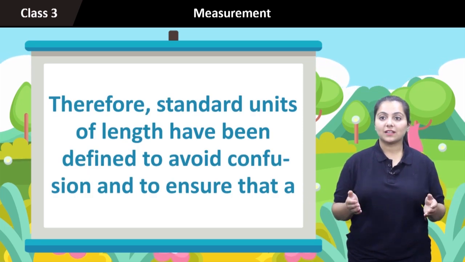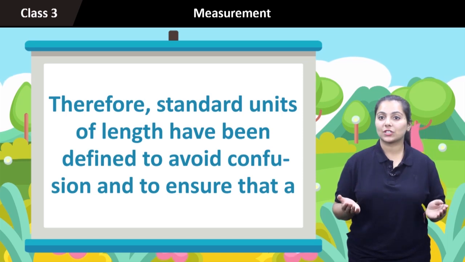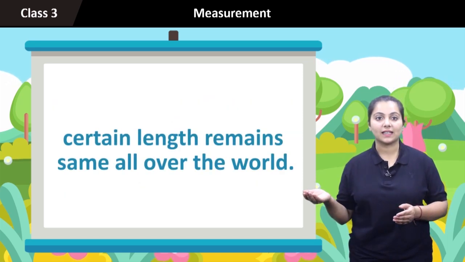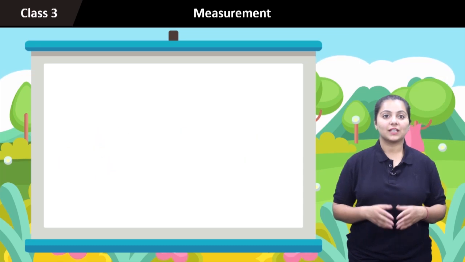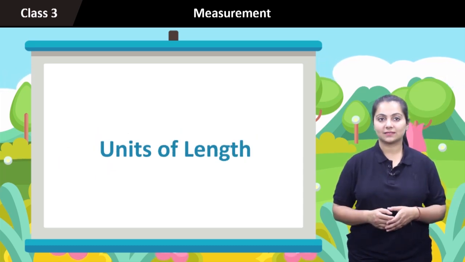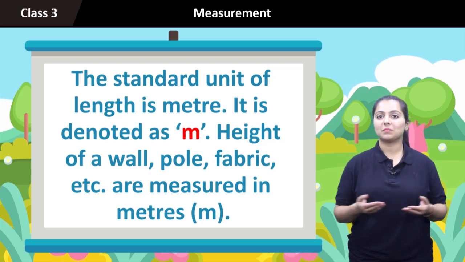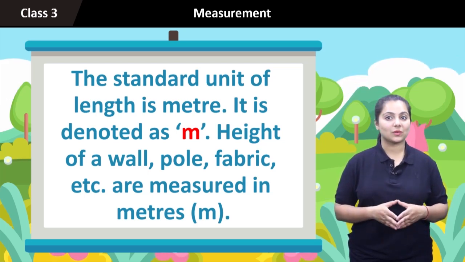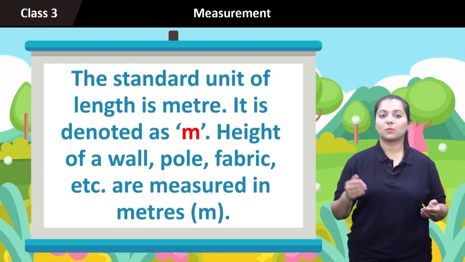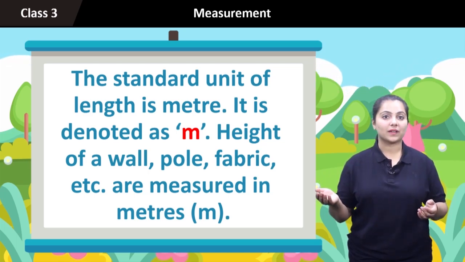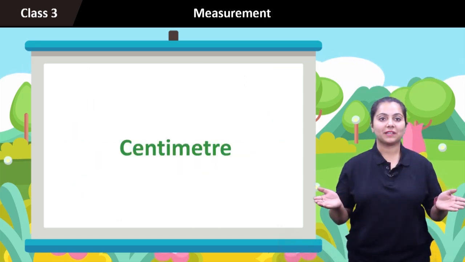Therefore, standard units of length have been defined to avoid confusion and to ensure that a certain length remains same all over the world. Units of length. Meter. The standard unit of length is meter. It is denoted as m. Height of a wall, pole, fabric, etc. are measured in meters.